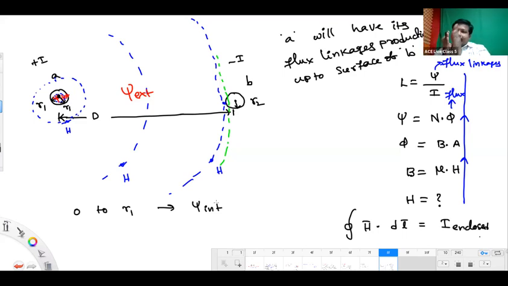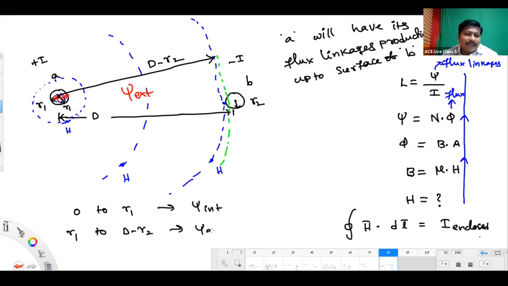Starting from R1 up to the surface of B. What is the length up to the surface of B here? Anybody tell me? It will be D minus R2. Yes or no? Not R1 plus D. D is the center to center gap, right? So it will be D minus R2. So from R1 to D minus R2, we have the linkages as external linkages.